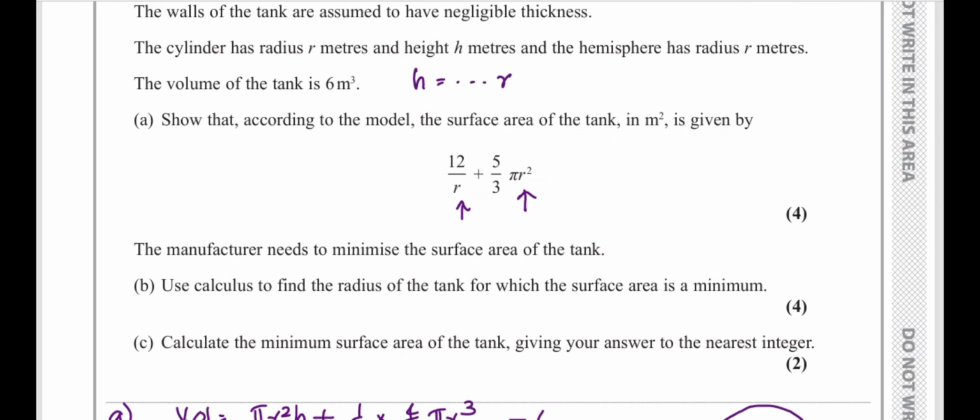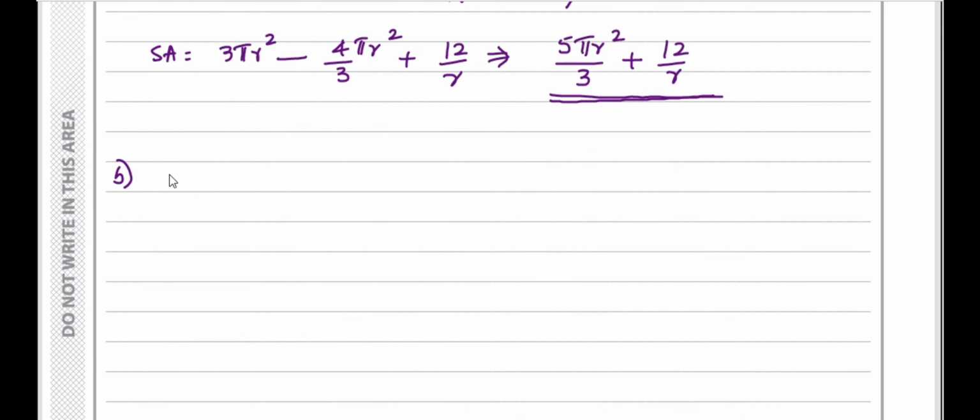Part B. The manufacturer needs to minimize the surface area of the tank. Use calculus to find the radius of the tank for which the surface area is minimum. So here we will use the concept that at minimum surface area, dA over dr equals 0. So let's write that at minimum surface area dA over dr equal to 0.